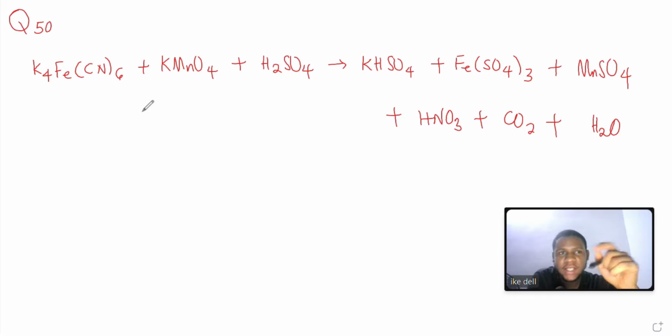Hi, so I'm really excited. This is the last question on balancing equations and is looking quite complex. It's probably the most difficult question, and we kept it for question number 50.